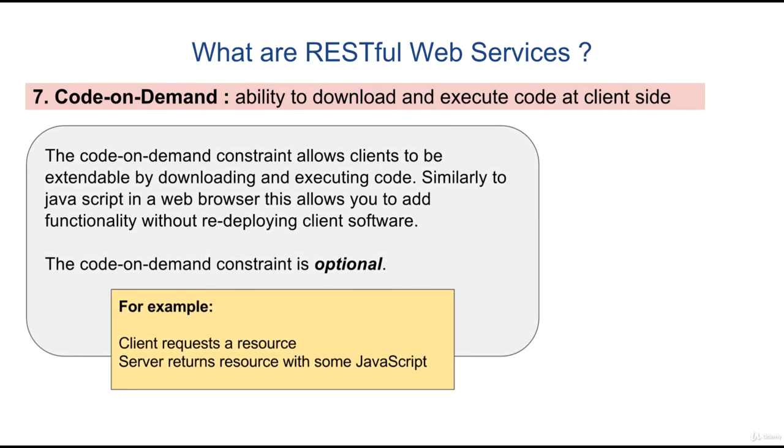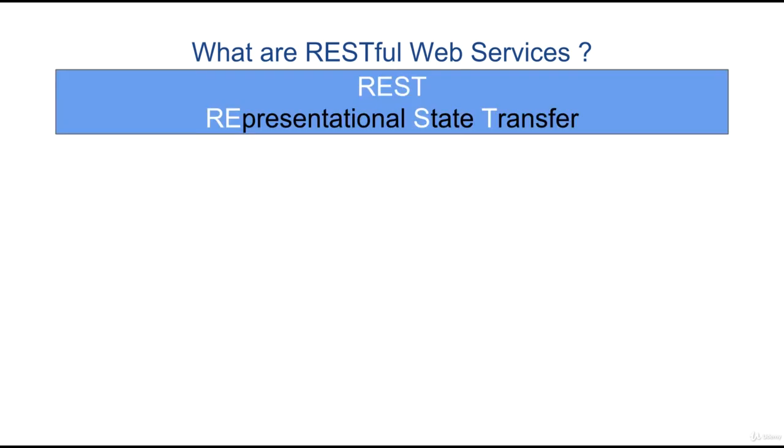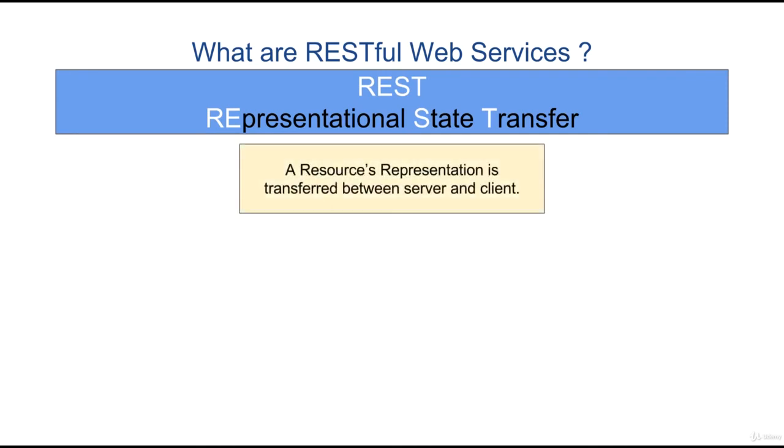The next concept is code on demand, and it is an optional constraint of REST web services. So it is something like when you send a request, you get back a response. The response has the ability to run some code or some JavaScript on the client side. So again, it extends the functionality of the client. So this is an optional constraint of REST. I hope now we can understand what representational state transfer means.